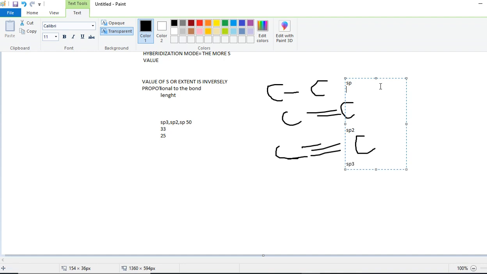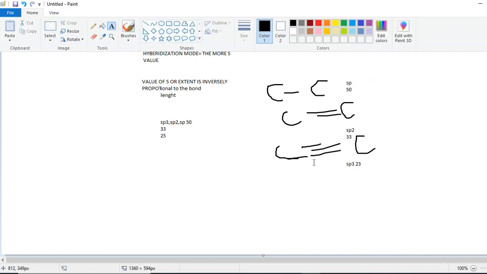Here the s character is 50%, not the extent of overlapping. Here we have 33%, here we have 25%. So the more the value of s, the less the bond length. So here the bond length of carbon with a triple bond is the least. Ethane has a larger bond length because it has only a single bond. Right, so this is about the hybridization mode.